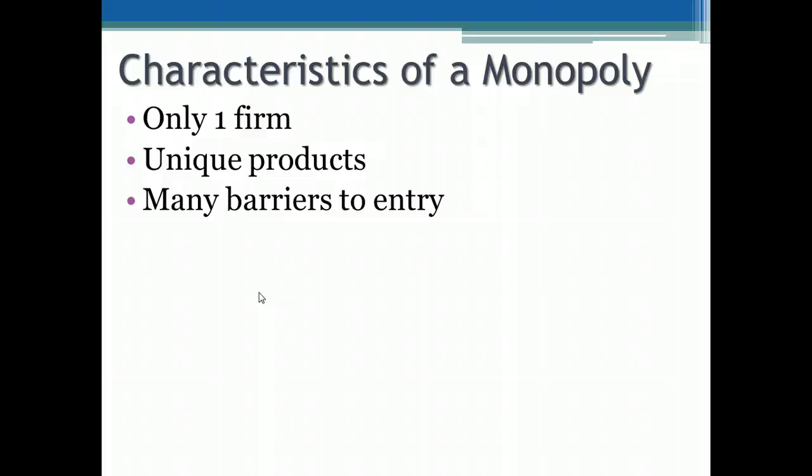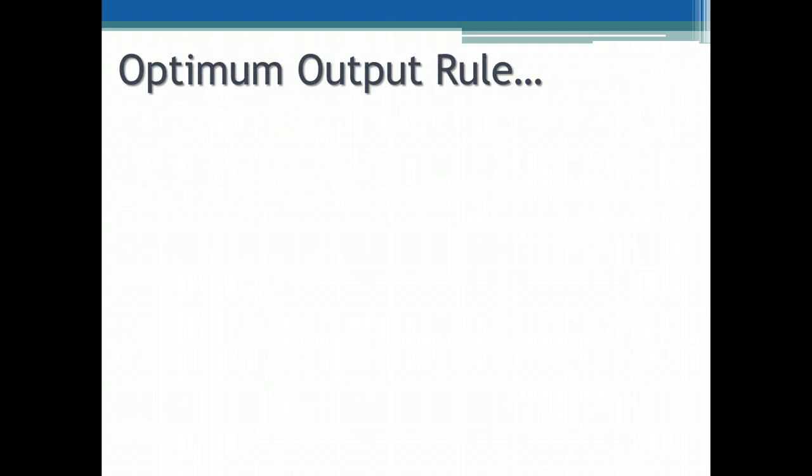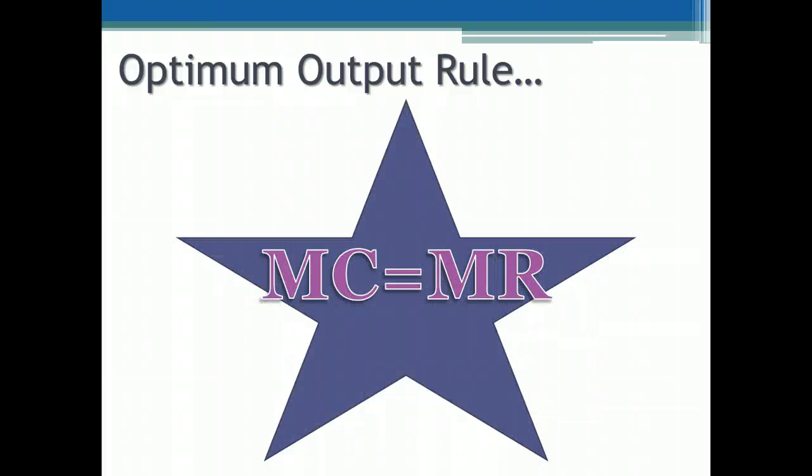However, while they may be different in that regard, firms, regardless of the market structure, all share the same thing, and that is the optimum output rule. That optimum output rule tells us that we will produce up until a point at which marginal cost is equal to marginal revenue. That's going to be the same regardless of the market structure, and so in a monopoly, we will look on a graph and try and identify where marginal cost is and where it intersects marginal revenue, and that will be our optimum output.